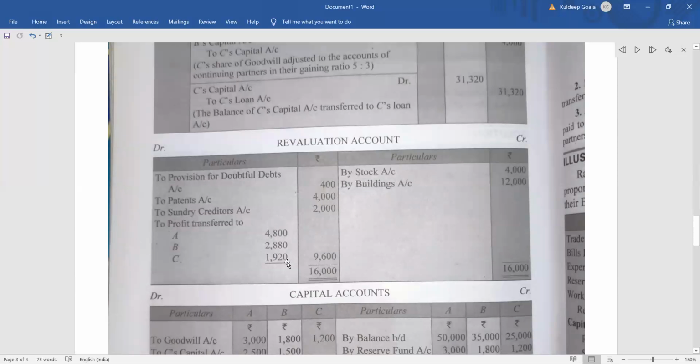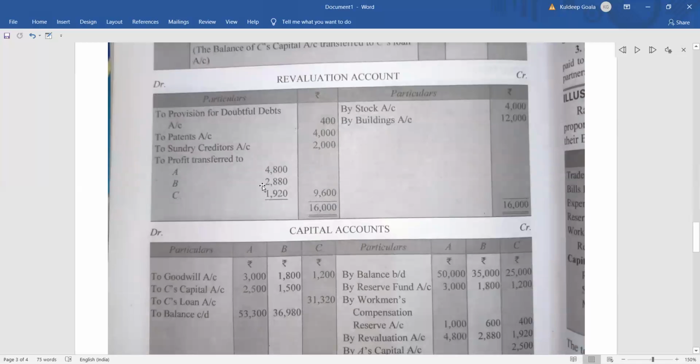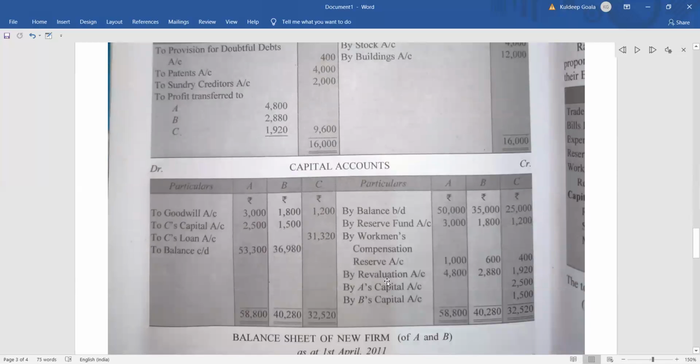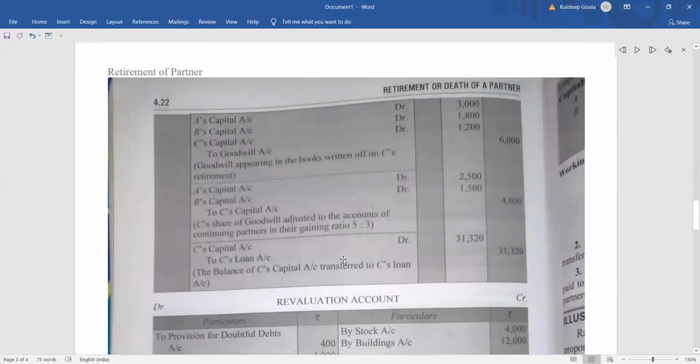Now the revaluation is over. This revaluation profit will come in the partners' capital account here, by revaluation account profit 4,800, 2,880 and 1,920. Clear? This is nothing but the revaluation profit that came here. After that, what was the journal entry?